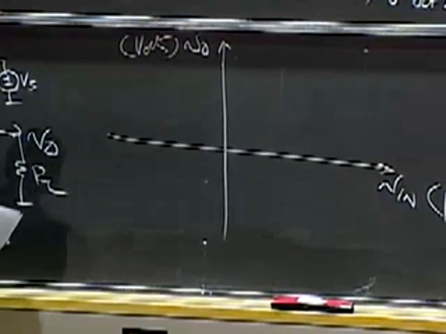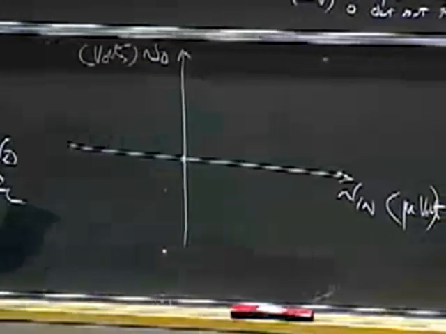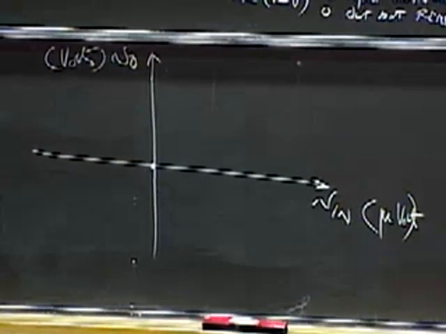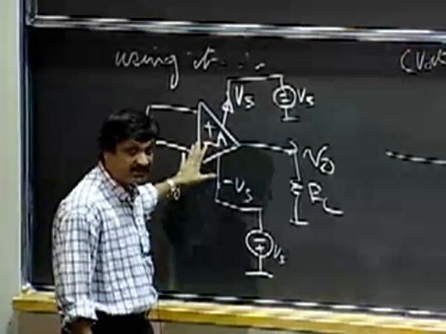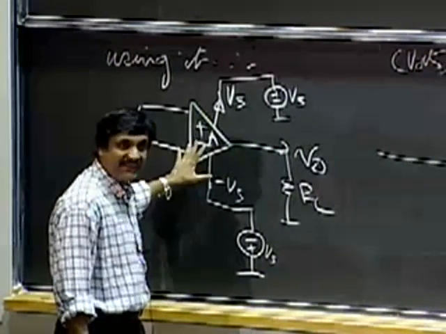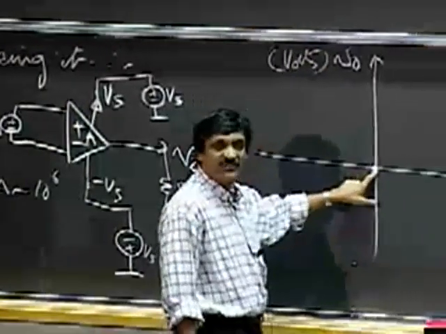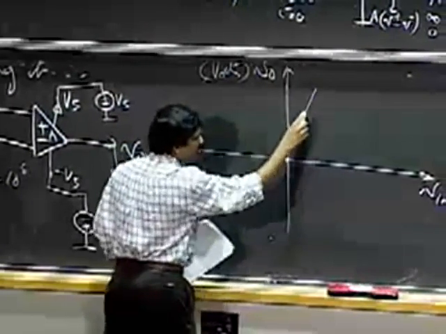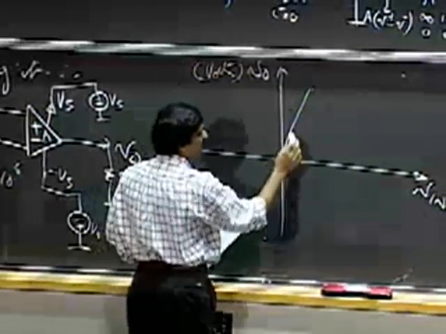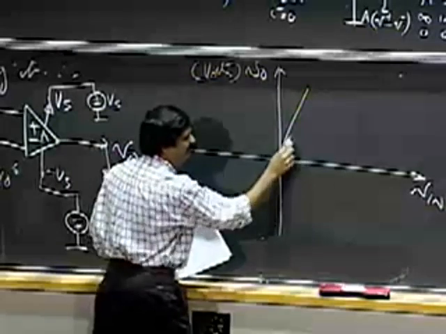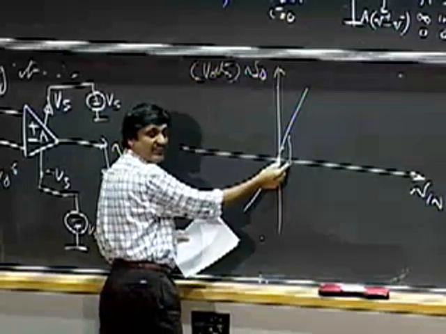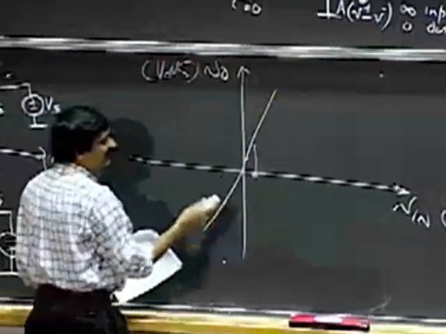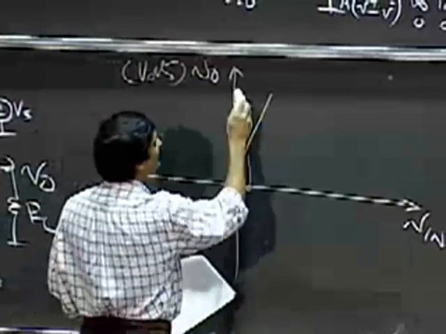So what's going to happen? If I somehow magically make V in exactly 0, if I short these two terminals, okay, if this were a completely ideal op-amp, which it never is, if it's a completely ideal op-amp, then my output should be 0. So as I increase my V in, the output should be A times V in. So for some small value of V in, let's say 1 microvolt, the output should be 1 volt. Okay, so A is a constant, so this will look like a straight line.